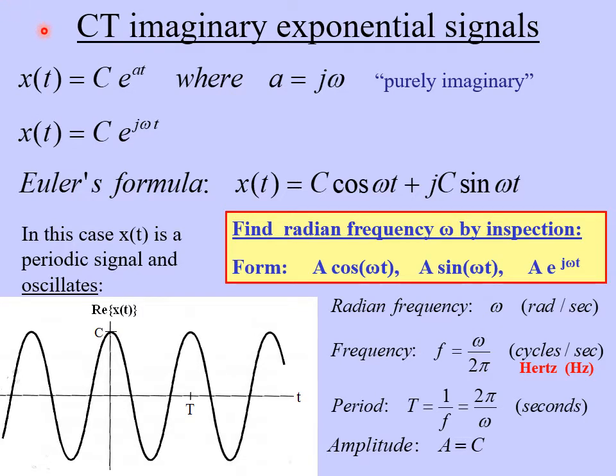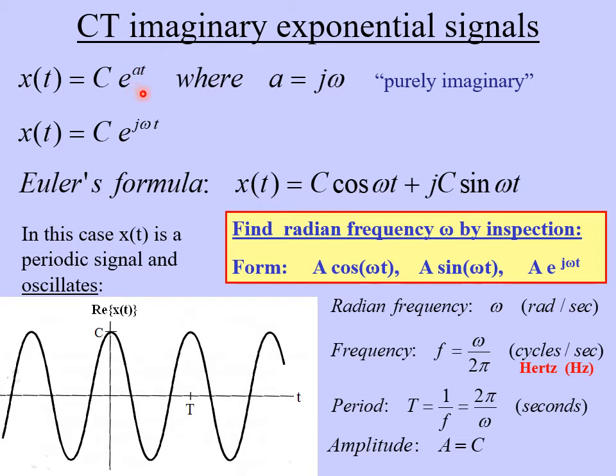So now that we've completed our review of complex numbers, we're ready to dig into complex exponential, or imaginary exponential, signals. And we're doing this for continuous time first. We'll deal with discrete time later. So the general form is, this looks familiar. This is our exponential signal again: x of t equals c e to the at.